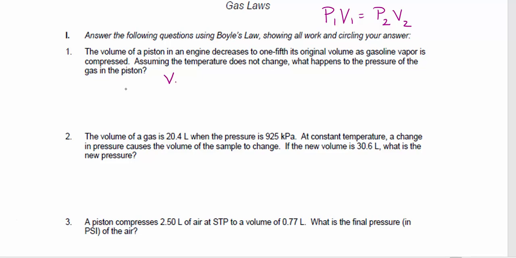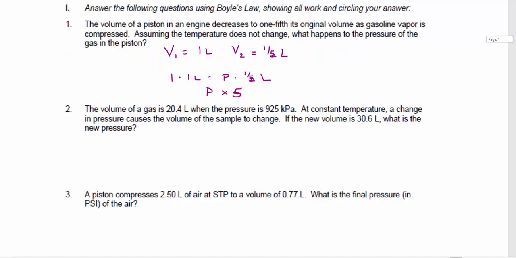So if the volume of a piston of an engine, and we arbitrarily assign that as 1, decreases to 1/5 of its original volume and a gasoline vapor is compressed, assuming the temperature does not change, what happens to the pressure? Well, since P1 times V1 equals P2 times V2, then in order for this to be equal, if I arbitrarily assign my pressure as 1, and the volume is 1/5, then the pressure must increase by 5-fold.